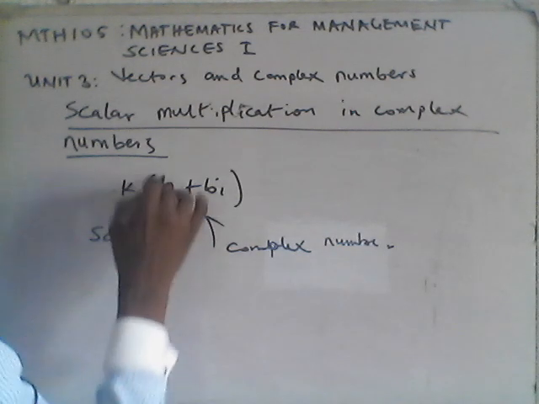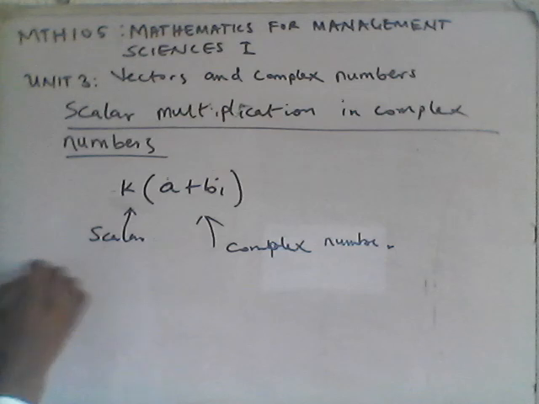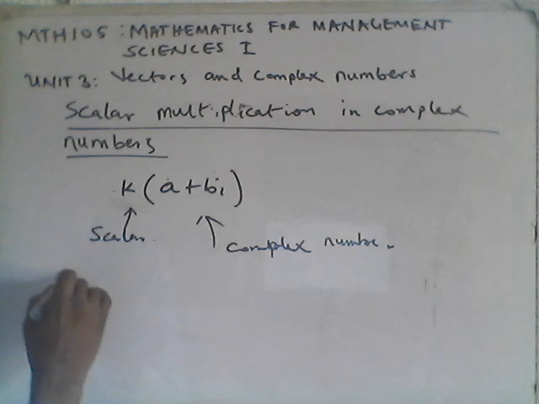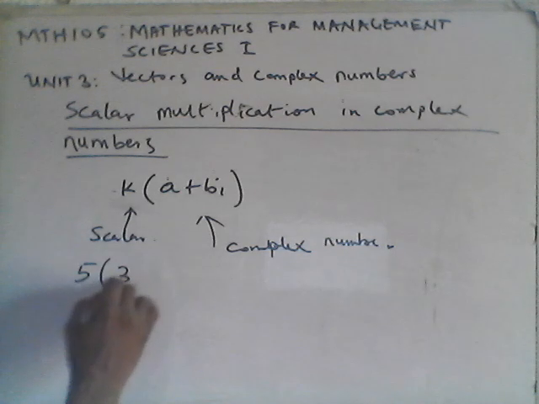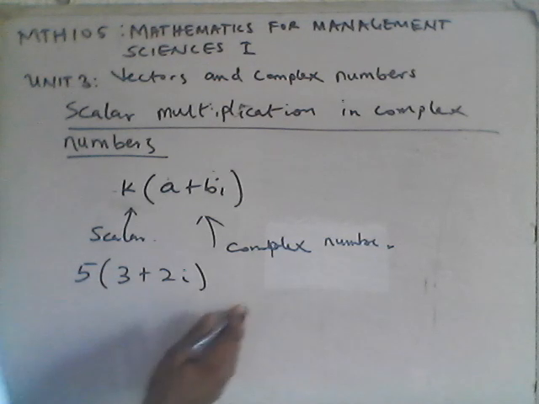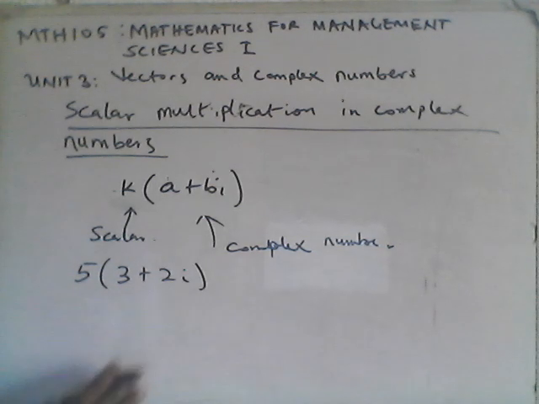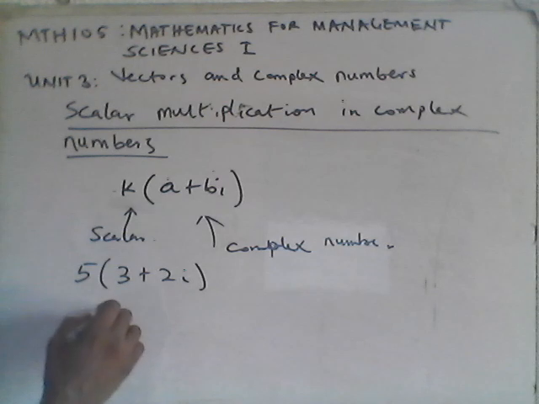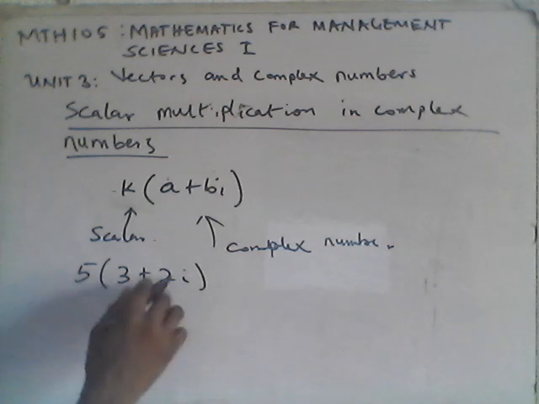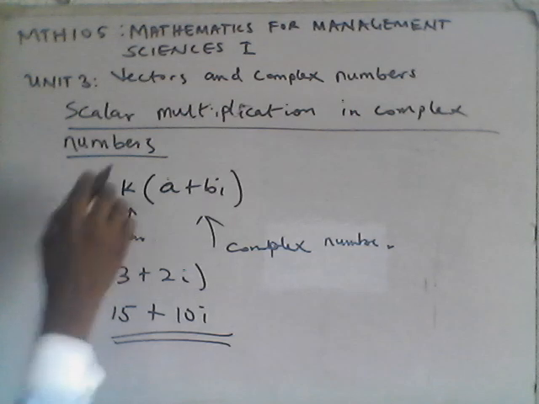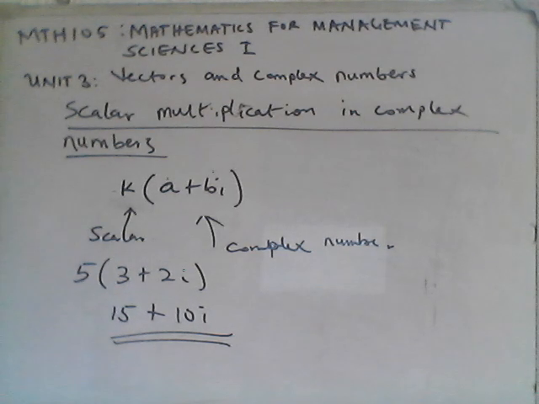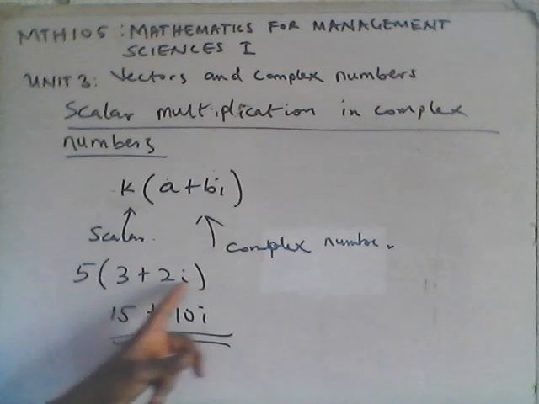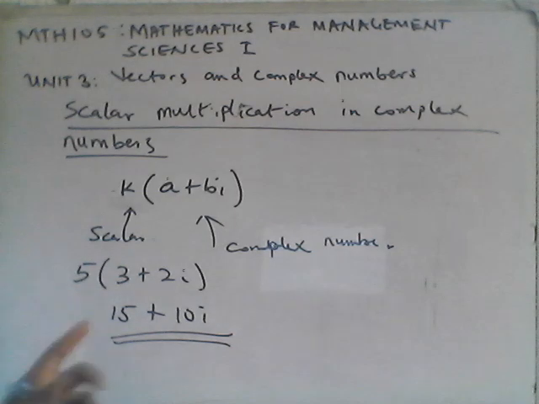Here we have the real part and the imaginary part. So for instance, we will say 5 multiplied by 3 plus 2i. This is a simple arithmetic for complex numbers, scalar multiplication. This is the scalar outside. 5 times 3 is 15 plus 5 times 2 is 10i. This is just the answer. So with this kind of arithmetic, we are just to treat it like simple algebra where the scalar outside multiplies everything inside. Okay, so this is for scalar multiplication.